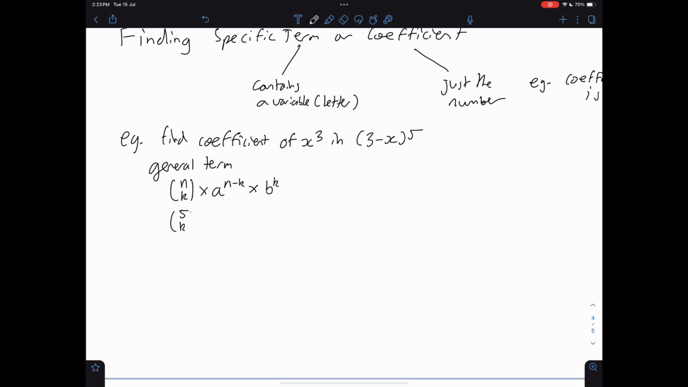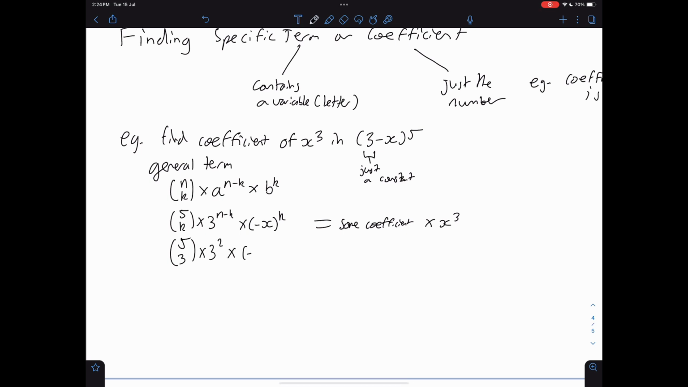And so we can just write in whatever we know. So we know that n is 5 because n is the power of the bracket. a is 3 and b is minus x. And we want to try and get this to be some coefficient, which is just a number, times x cubed. So this 3 is just a constant. So we can immediately know that the k we need is going to be 3.